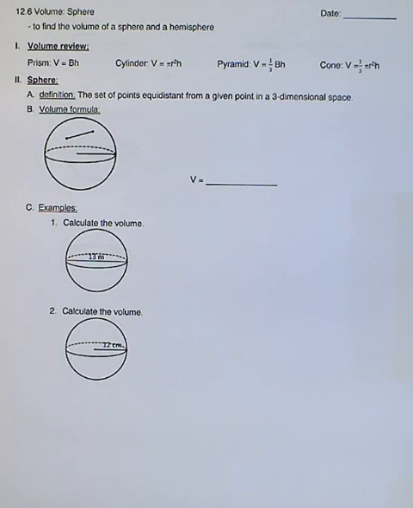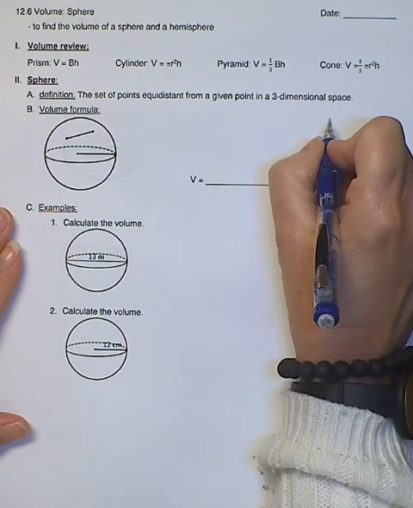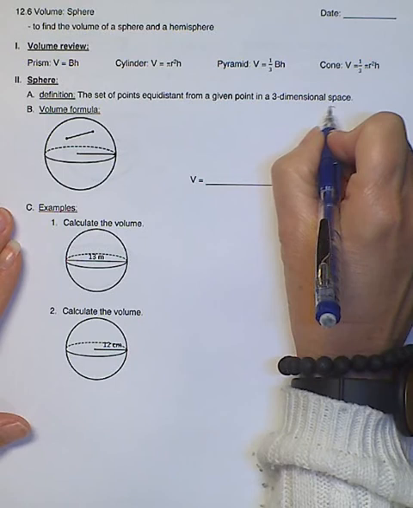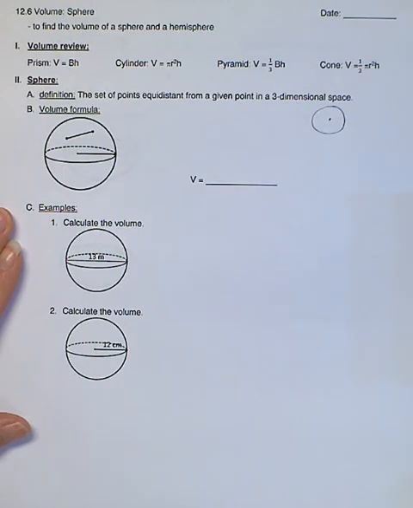So a sphere, by definition, is the set of points equidistant from a given point in three-dimensional space. We know from previous lesson, if we have a given point and we go equidistant around that given point, we get a circle. That's flat on the paper. That's two-dimensional. That's the best we can do.